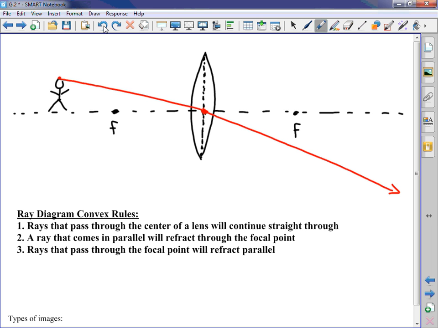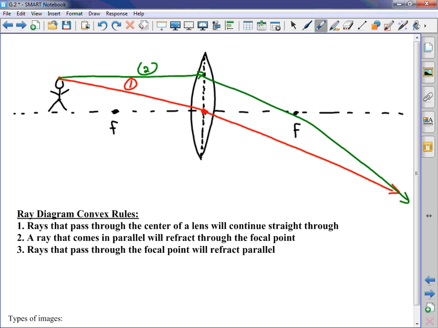So there's rule number one: a ray that goes to the center of the lens keeps on going straight. Rule number two: a ray that comes in parallel will refract through the focal point. That one we've already talked about, right? Comes out parallel. This is rule number two. Will refract through the focal point. So something like that, excuse my curve.